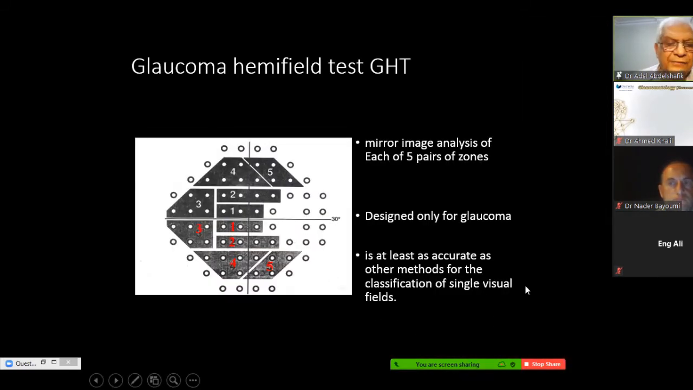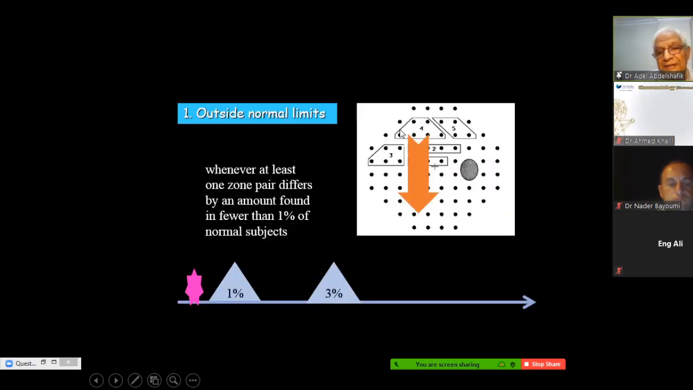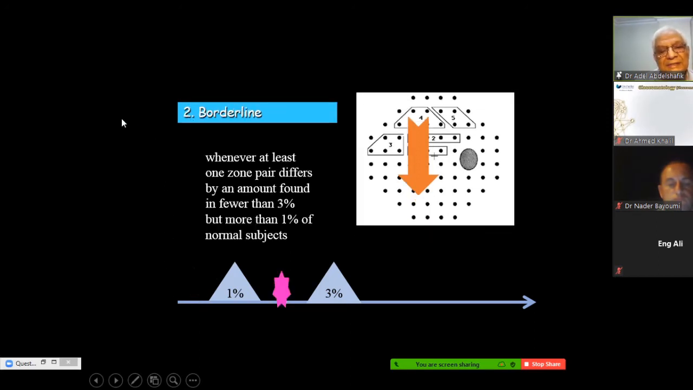Again, in the Humphrey, we get the glaucoma hemifield test comparing each sector with the corresponding one. If the difference between the one up and one down is found in only 1% of the normal population, you get the term outside normal limits. If it's present in between 1% and 3% of the normal population, you get a borderline.